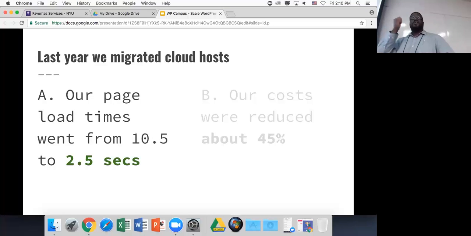Instead, what we found is that with that migration project that we did, we knew we had to fix something. We used to have page load times of about 10.5 seconds with our previous cloud host. Then we got a new cloud host and it went down to 2.5, and some of those guys might be in the room too. And we were able to do that.